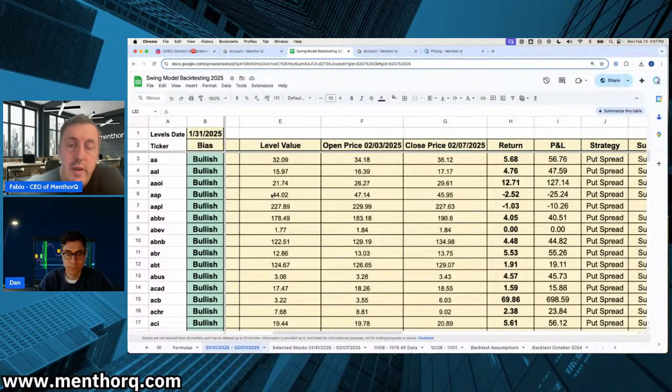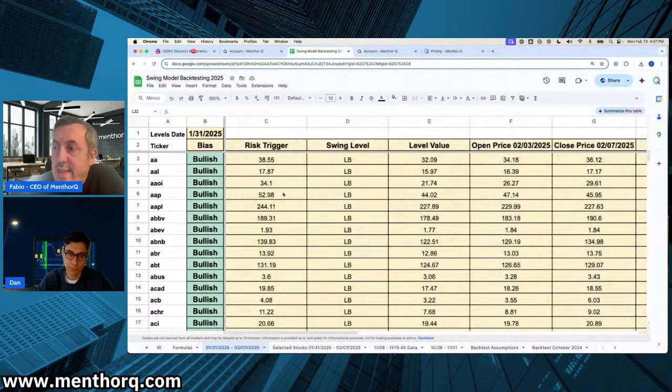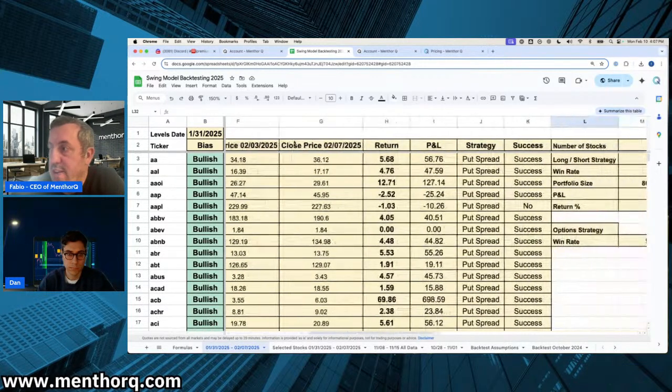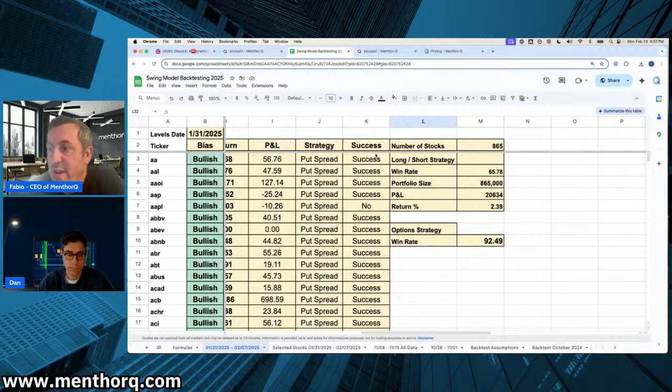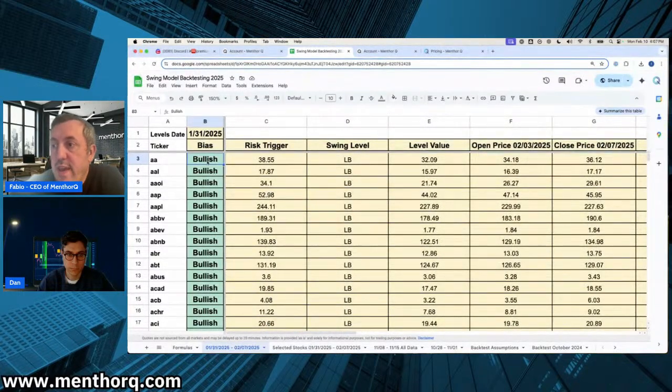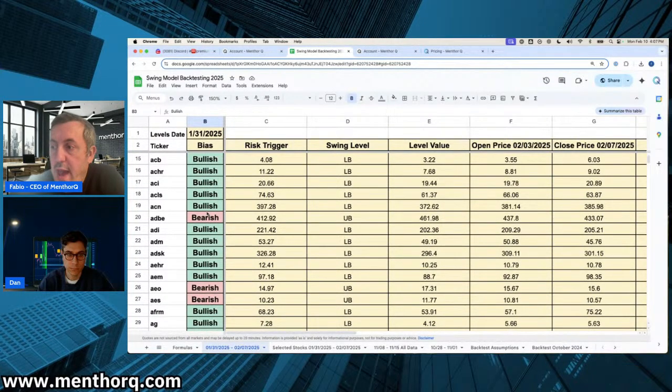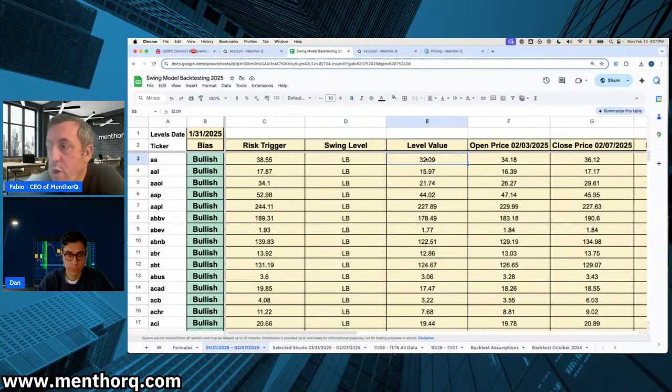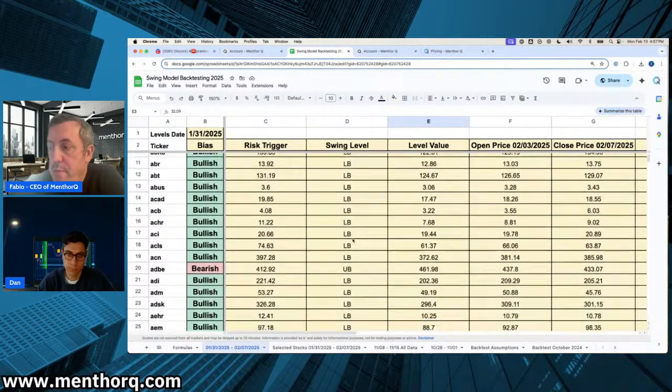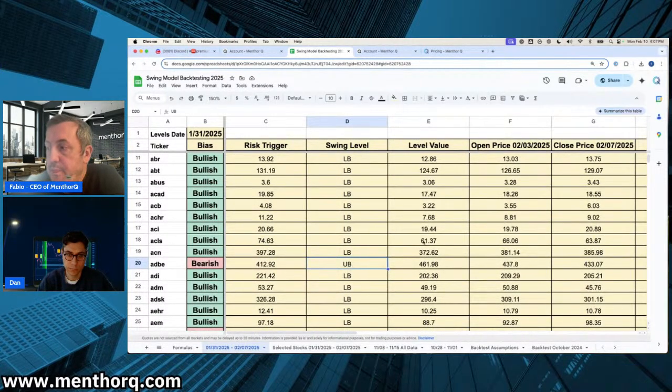So essentially what we do is, this is a very, very simple backtest. We take the data as of Friday the 31st, so Friday after the close. We take the data after the market session on all the companies that we cover. It's about 865 companies right here. This is the ticker. And then we take the bias from the swing trading model, whether it's bullish or bearish. So whether we have an upper band or a lower band, and the bias will be either bullish or bearish. Here we have a risk trigger level, and here we have the value of our lower band or upper band based on the bias, right?